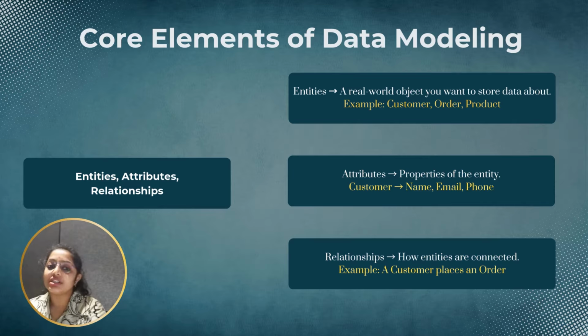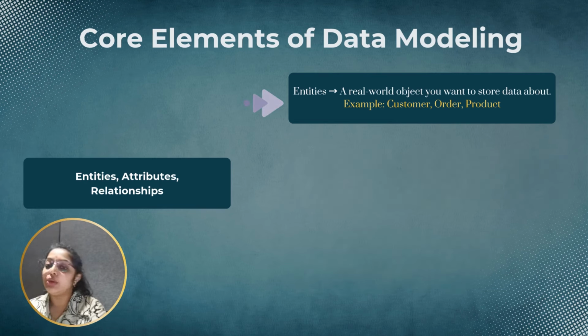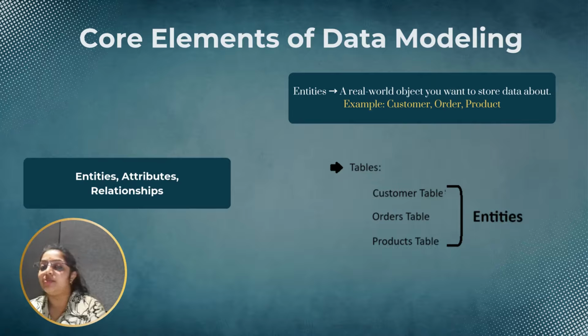So without wasting much time, let us try to understand the core elements of data modeling. So the first one here is entities, attributes, and relationships. So first one is entity. Maybe you can think of it as a table name like customer table, order table, product table, like this. Basically, an entity is a real world object you want to store the data about.